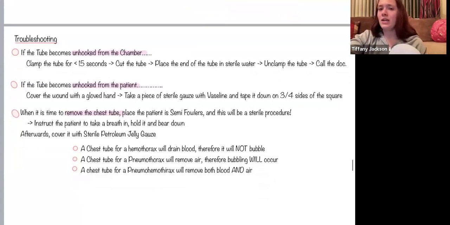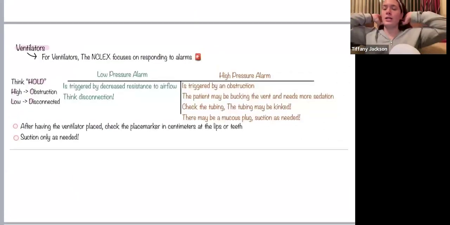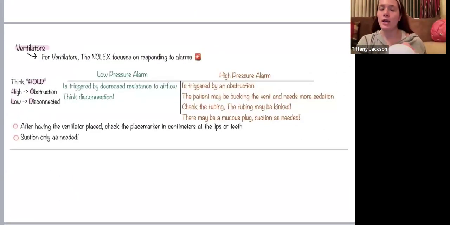Up next is ventilators. Really, it's just important to understand what we are hearing and what that might mean so we can provide an appropriate intervention. So we've got our low pressure alarm versus high pressure alarm. Think hold. If you hear the high pressure alarm, think obstruction. If you hear the low pressure alarm, think disconnection. The low pressure alarm is triggered by decreased resistance to airflow. Think it's been disconnected from the patient. If we hear that high pressure alarm, this is triggered by some sort of obstruction.